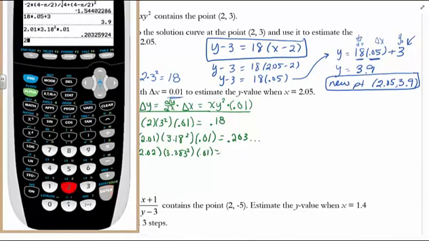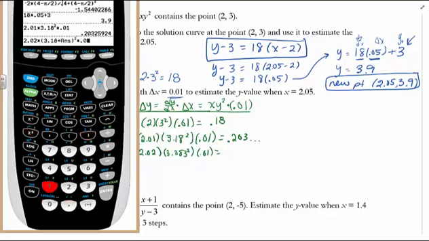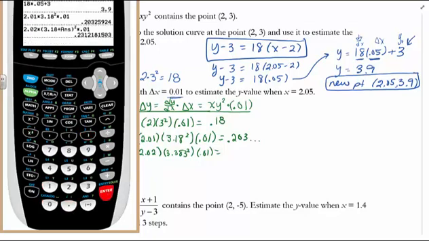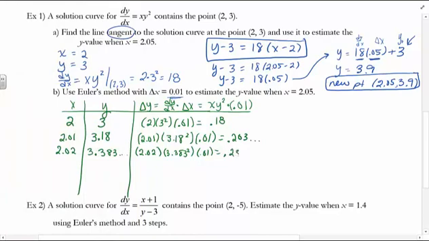So I'm going to have 2.02 times, this was 3.18 plus the value above it, squared times 0.01. What was that again? 0.2312. So then I have 2.03.